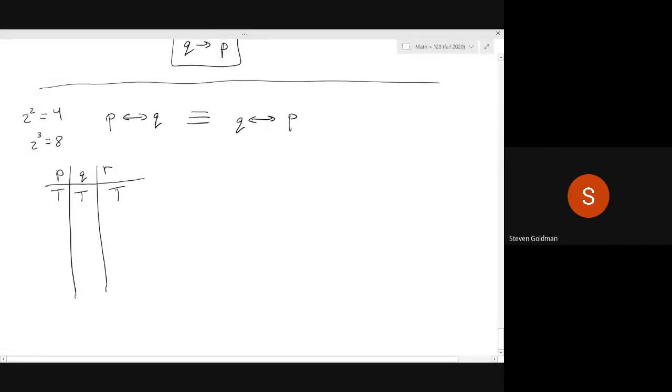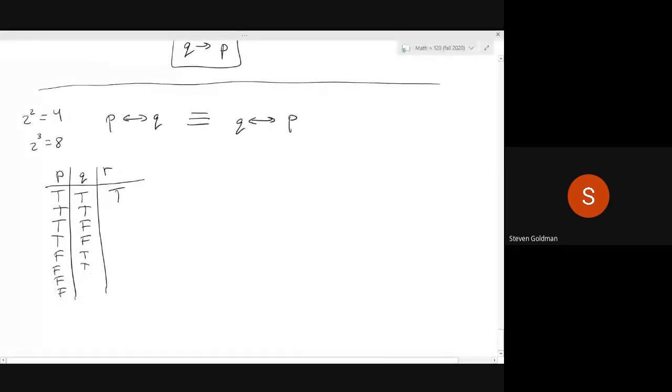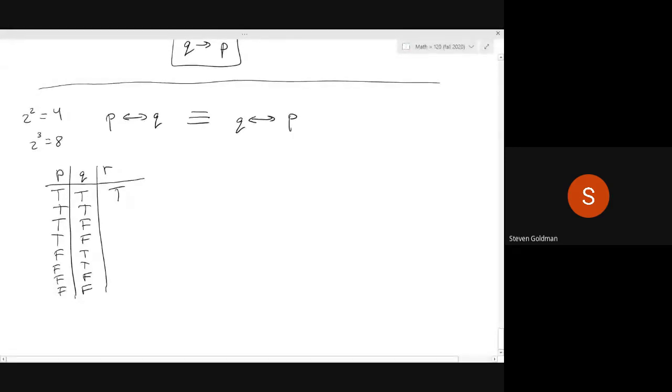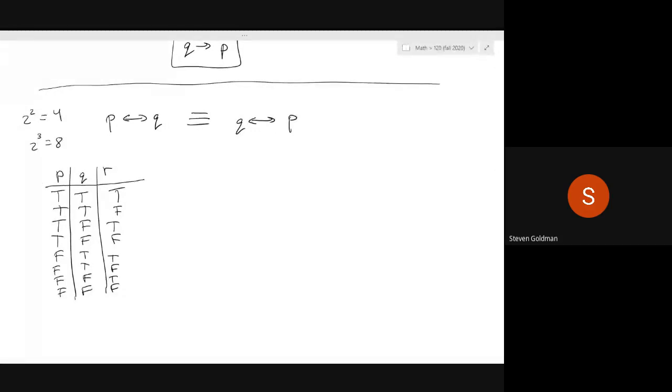Okay. How do you go through all of them in an orderly fashion? For P, you just do the first 4 being true, and then the last 4 being false. For the second one, Q, you alternate by 2. So you do 2 true, 2 false, 2 true, 2 false. And for the last one, you alternate true and false, true, false, true, false, true, false. Okay, and that's how you get all 8 of them. Okay. Any final questions on this?